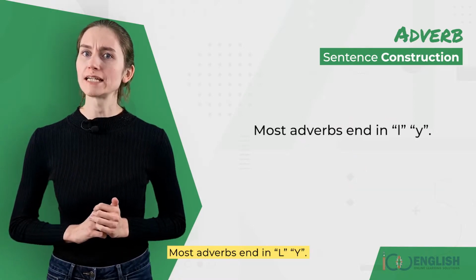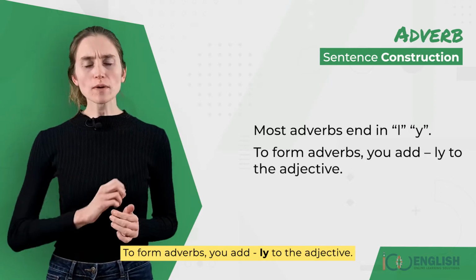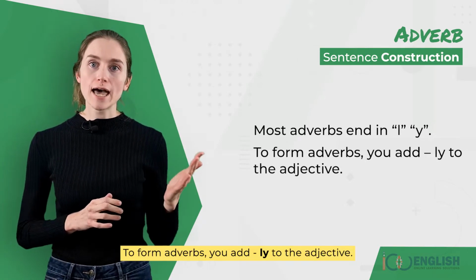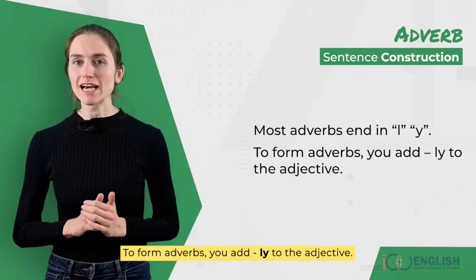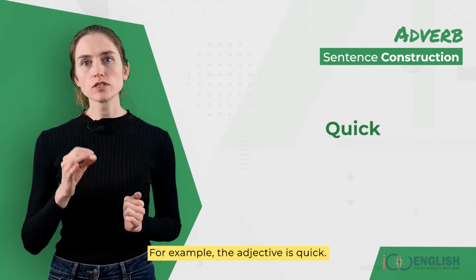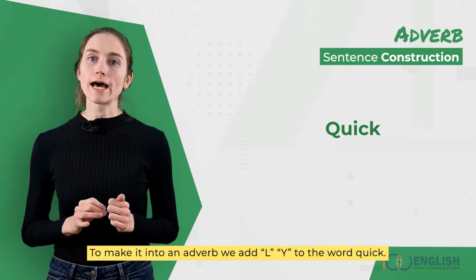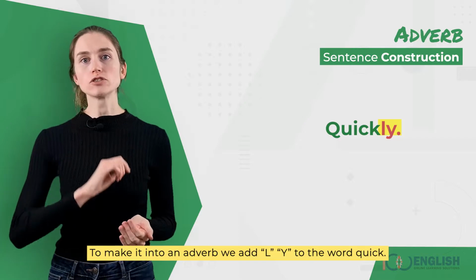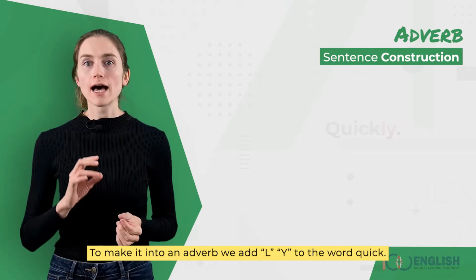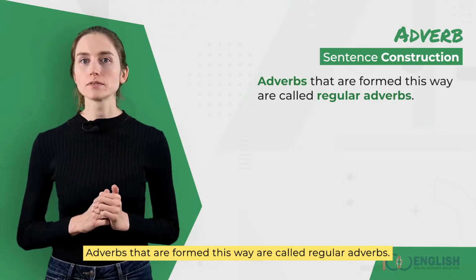Most adverbs end in L and Y. To form adverbs, you add ly to the adjective. For example, the adjective is quick. To make it into an adverb, we add ly to the word quick. Adverbs that are formed this way are called regular adverbs.